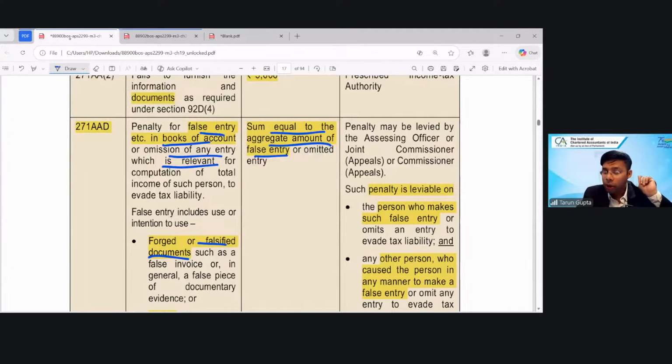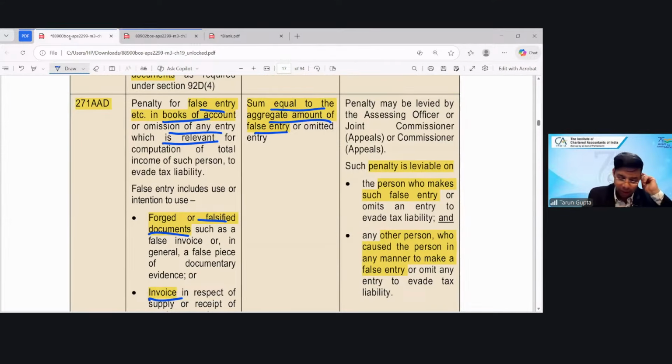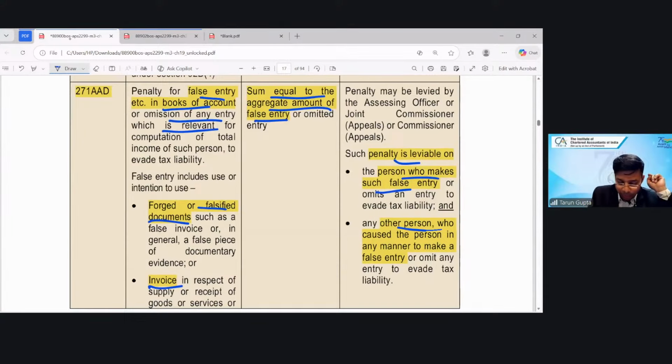271AAD, important point: this penalty is not only on the assessee. Such penalty is levied on the person who makes such false entry, the assessee, and any other person who caused the person in any manner to make the false entry. Okay, I'll not go much deep into this, but it says that any other person who makes the assessee do this entry. Who are these persons? We know a little bit. Of course, we are not these persons, but some brothers and sisters of ours are being targeted here.